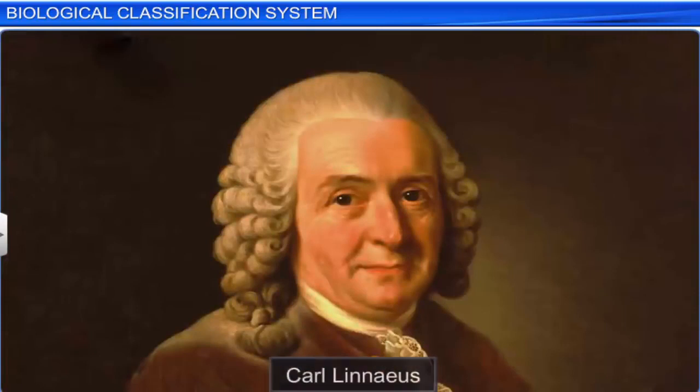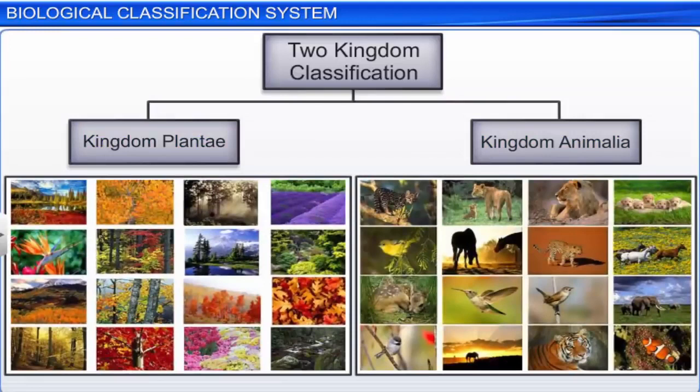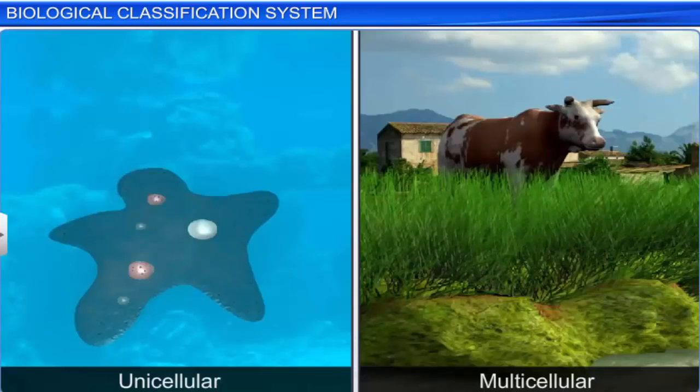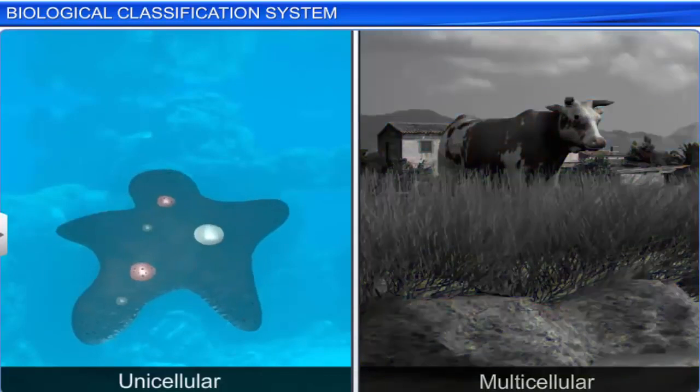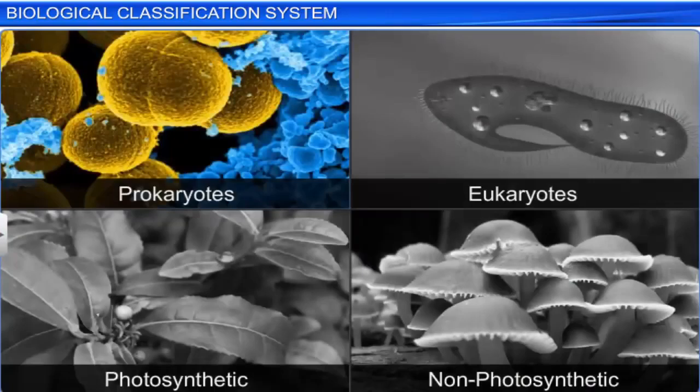Later, Carl Linnaeus came up with the two-kingdom system of classification: Kingdom Plantae, that included all the plants, and Kingdom Animalia, that included all the animals. This classification system was reasonable for that time, because it was easy to distinguish between immobile plants and mobile animals. However, this system did not distinguish between unicellular and multicellular organisms, prokaryotes and eukaryotes, and photosynthetic and non-photosynthetic organisms.